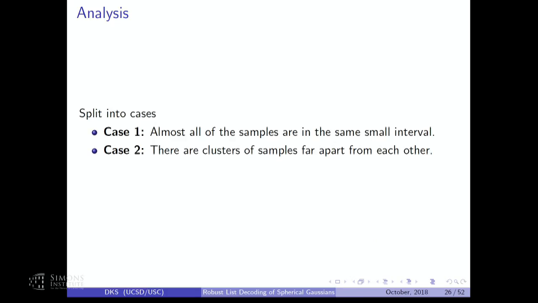Okay, and so how do we know that we can do this? Well, the analysis splits into two cases. In case one, almost all of the samples lie in the same small interval. And in case two, they don't. In particular, what that means is there are two clusters of samples that are very far away from each other.